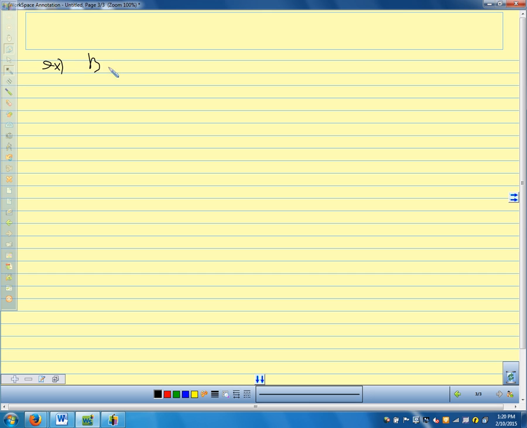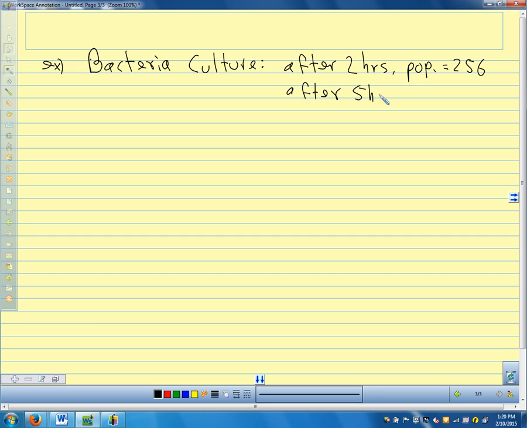All right, so we have a bacteria culture. So we're growing these bacteria in our lab, and after 2 hours, the population is 256. After 5 hours, the population equals 541 bacteria. What would the population be 24 hours after we started?